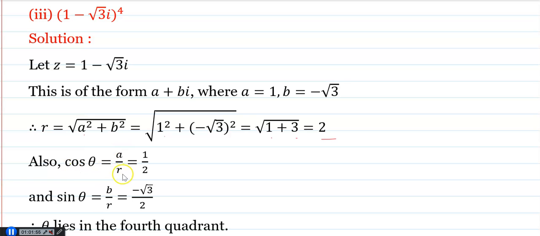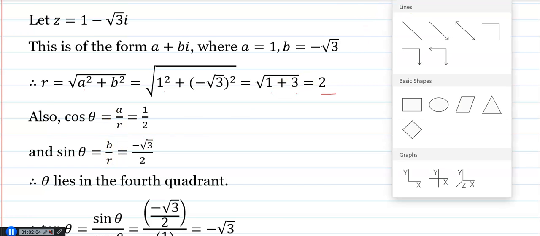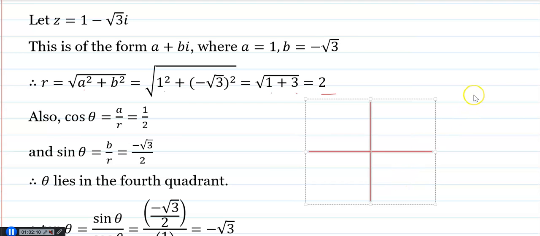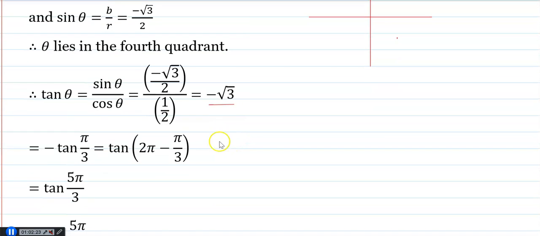Cos theta is a upon r, 1 upon 2. Sin theta is b upon r, minus root 3 by 2. Cos is positive and sin is negative. And hence, theta lies in the fourth quadrant. Okay. This theta lies in the fourth quadrant. Therefore, tan theta is equal to again minus root 3 by 2 upon 1 upon 2. Overall, it is minus root 3. Again, minus root 3, tan of which angle has this value? That is the tan of pi by 3.